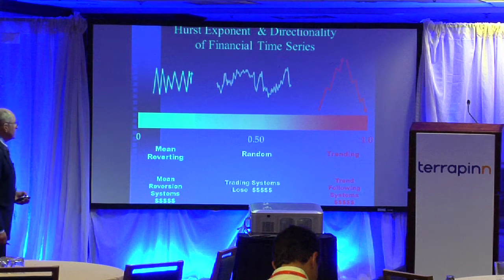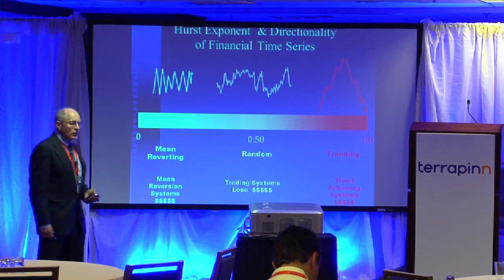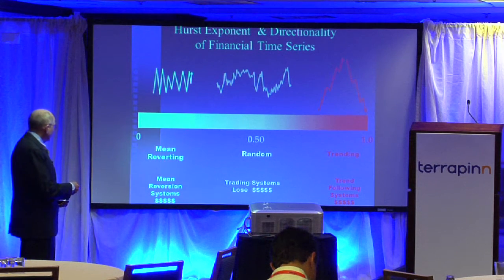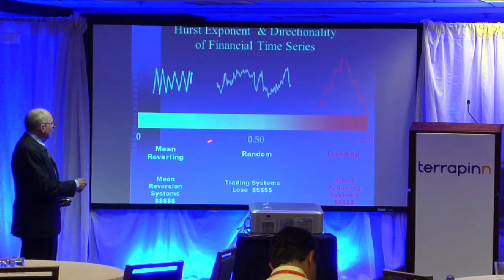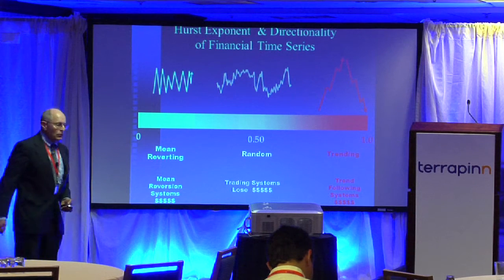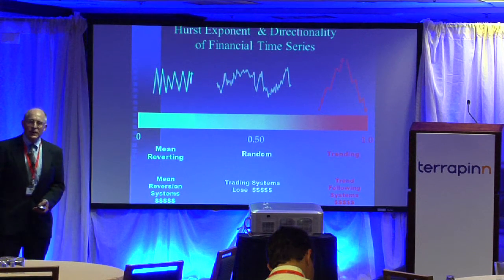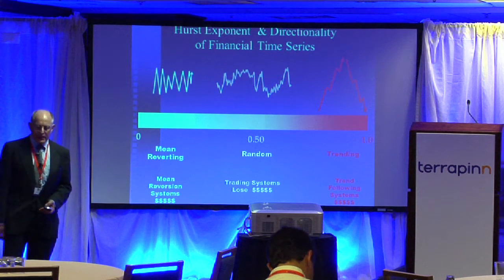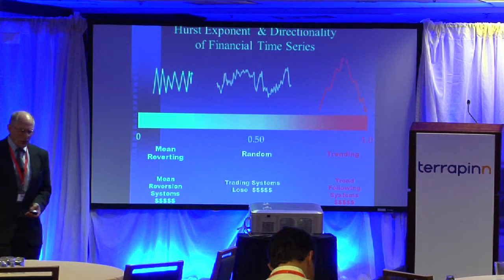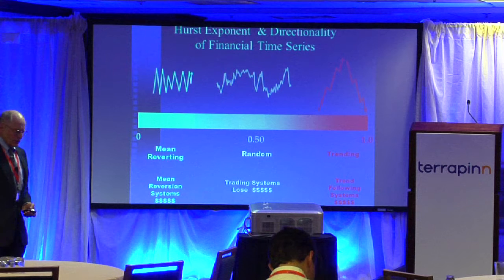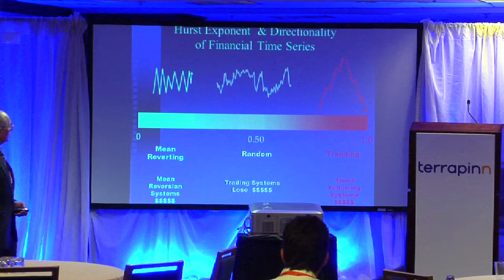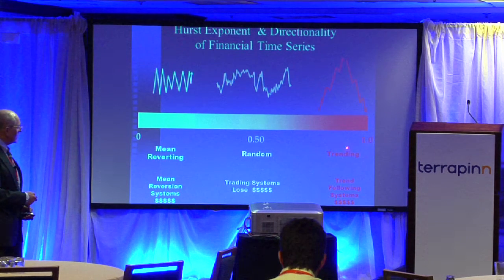So we can use the Hurst exponent to characterize the directionality of a time series, from mean reverting down close to 0 to random at 50. By the way, the random at 50 is very much related to the variance ratio test that you may be familiar with, that was written about by Andy Lo and his co-author, McKinley, I think.